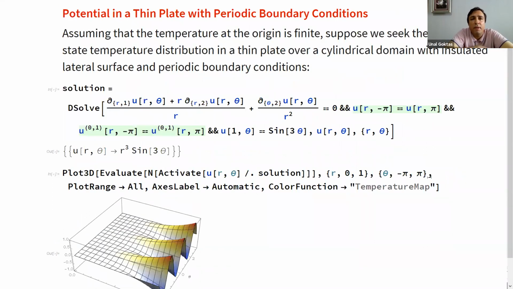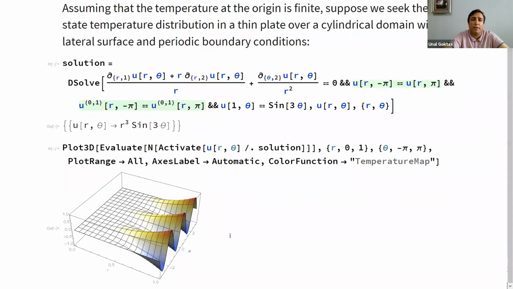Next example, we have a potential in a thin plate with periodic boundary conditions. So we have periodicity here. These are periodic boundary conditions, and the solution turns out to be fairly simple. And we can easily plot the solution, and the solution will be looking like this.